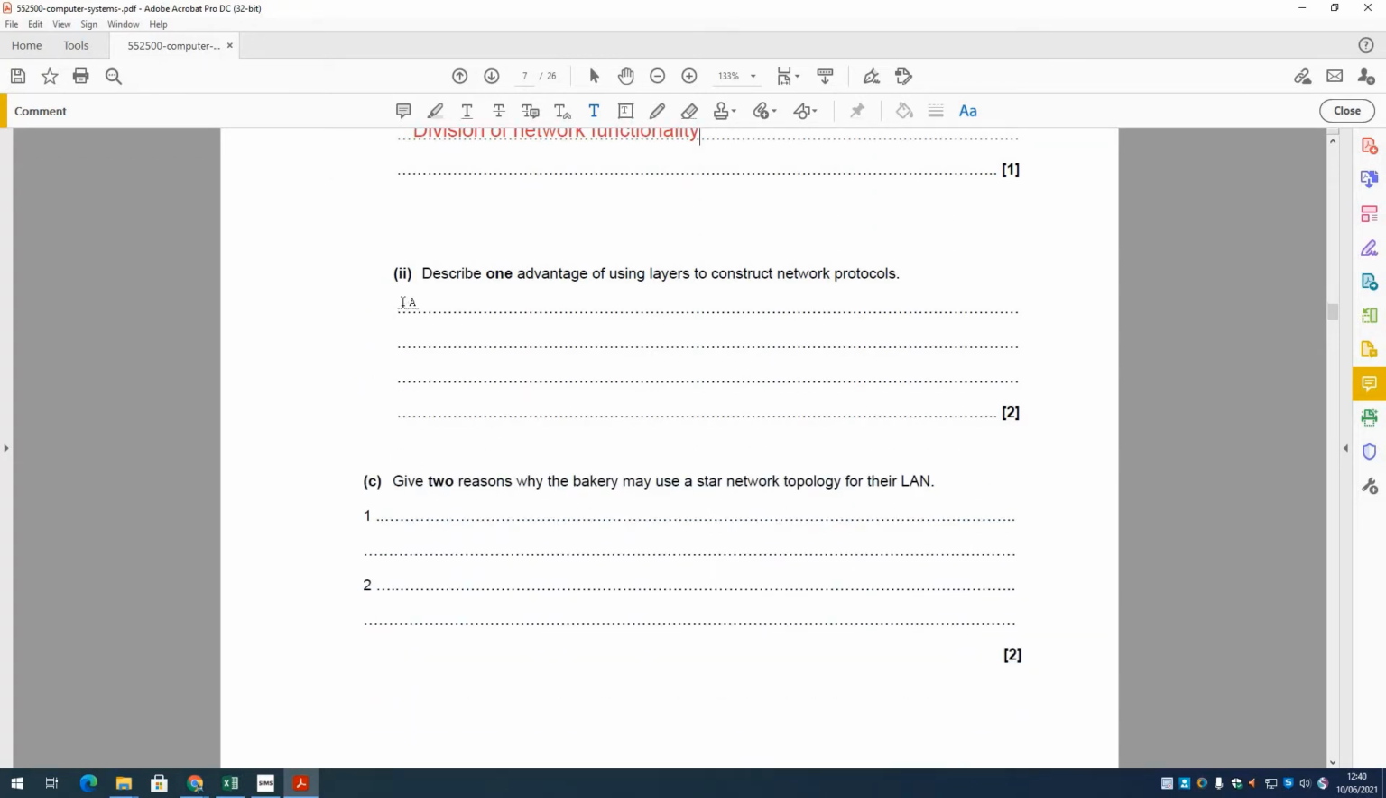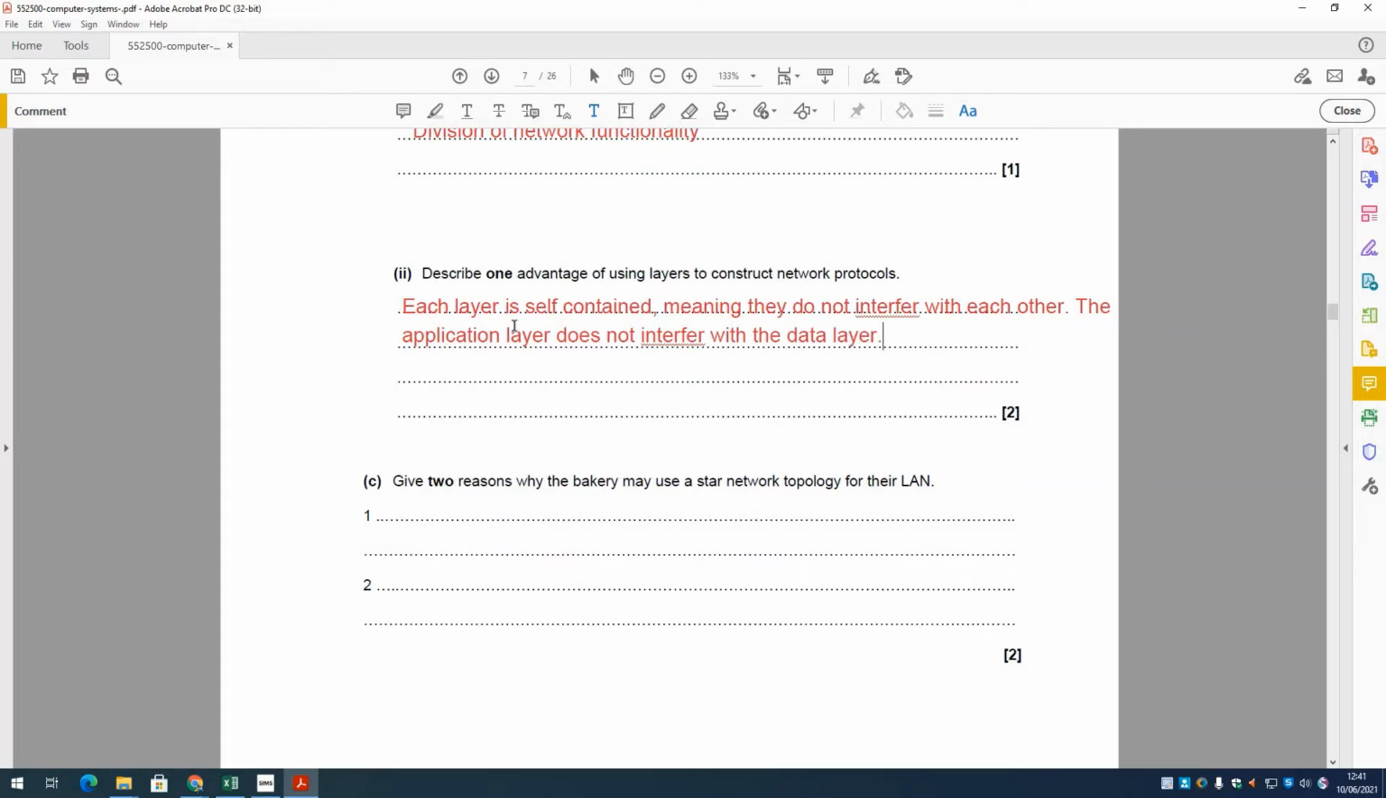Part 2, describe one advantage of using layers to construct network protocols. So what is an advantage of using layers? It's just one. We can talk about the fact that each layer is separate, they're self-contained, meaning that one layer doesn't interfere with the other. So we can say the application layer does not interfere with, say, the data layer.